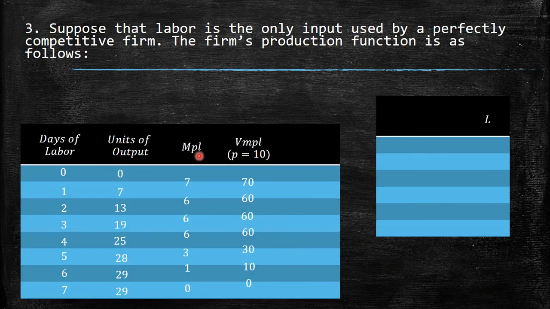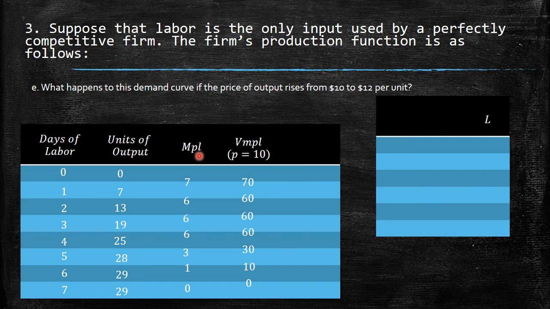Then, what happens to this demand curve if the price of output rises from 10 to 12 per unit? Here is the value when it's equal to 10, and this is the value when the price is equal to 12. And why does it increase? Because remember, the value of the marginal product of labor is equal to the price times the marginal product of labor. So it should be 12 times 10, 12 times 6, and so on until 12 times 0.